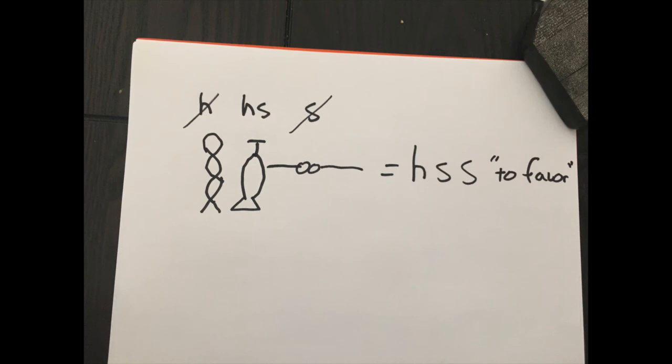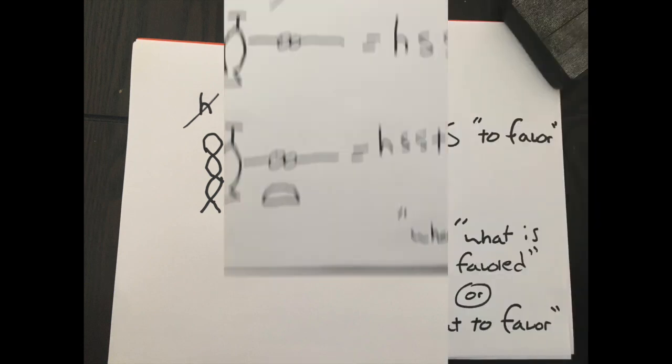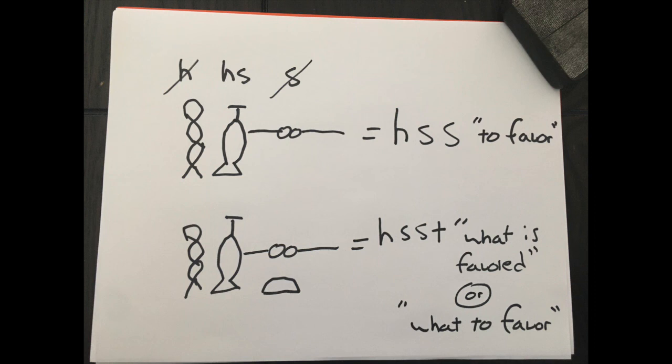And this one comes up a lot because you're constantly favoring and praising different gods and different family members and different rulers. So if you were to add that T to the end there, and now it's chist, now you're saying what is favored or what to favor.